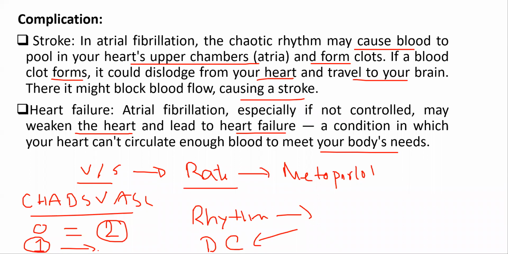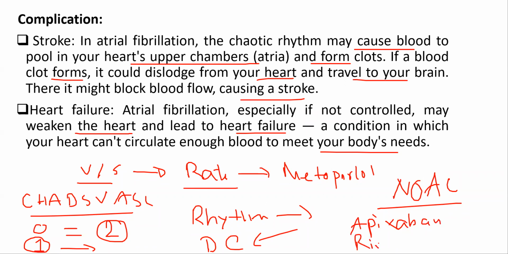But in case of men, if it is more than 1, then usually we say go for an anticoagulant. What is the choice of anticoagulant nowadays for AF patients? The newer oral anticoagulants, NOACs. So any of the NOACs like apixaban, rivaroxaban, or dabigatran can be used.